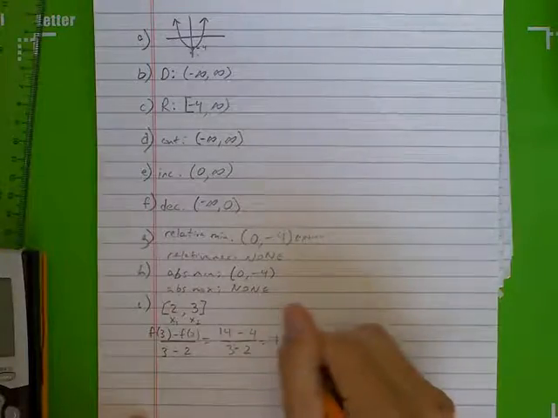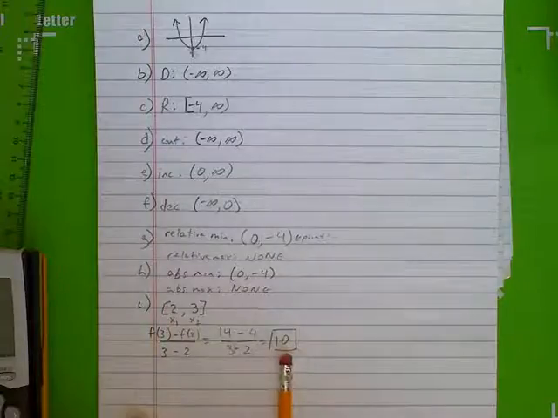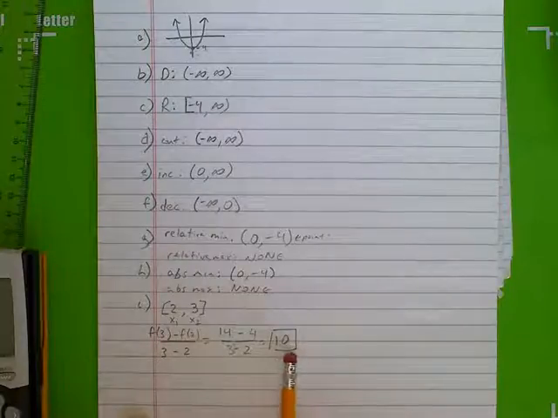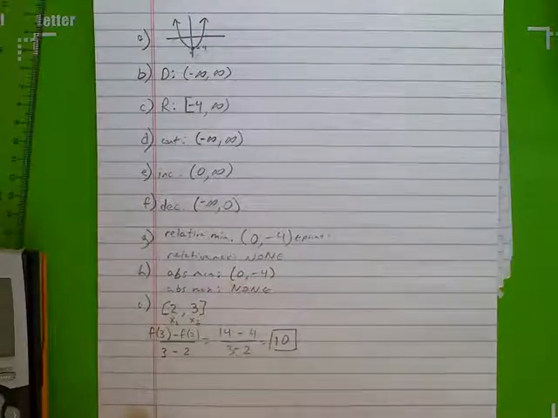So that's 10 over 1, or just 10. Which means our function is doing what there? Yeah, it's increasing. It's got a positive slope, a positive rate of change over that interval. So it's going up.